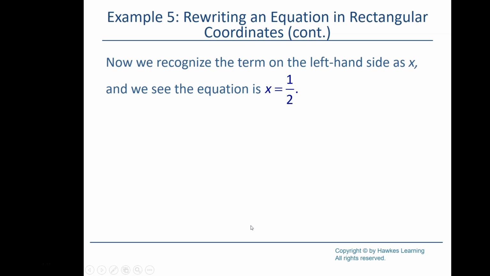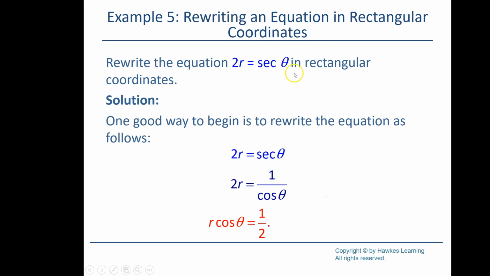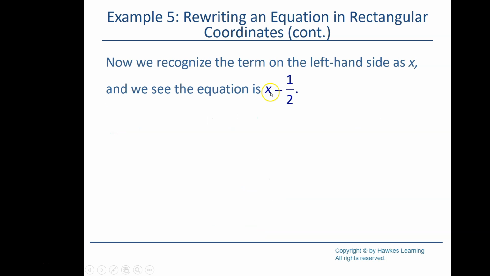So what is this? This is the vertical line x equals 1/2. So we have switched it from an equation that originally contained theta and r into an equation that only contains x and y. Now this one doesn't contain y because it only had r cosine theta, but that's how we would do it. We would try to create those r cosine theta, r sine theta pieces in the equation.